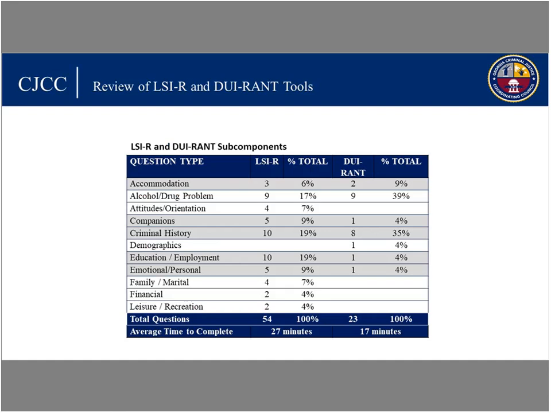And so to look at the differences between the tools even further, what we did is we saw that the LSIR questions were categorized by 10 different domains or question types. And they're all listed on the left-hand side of this chart. And what we did to compare the DUI RANT to the LSIR is that we fit all the DUI RANT questions in one of these domains that the LSIR had.